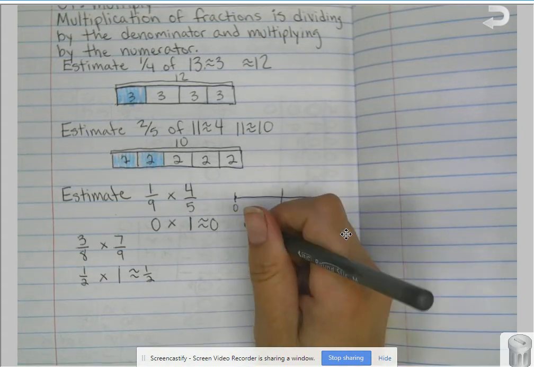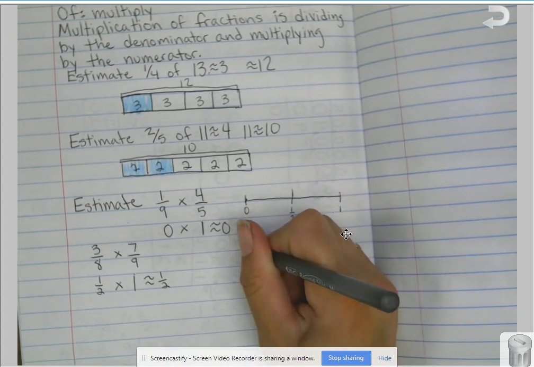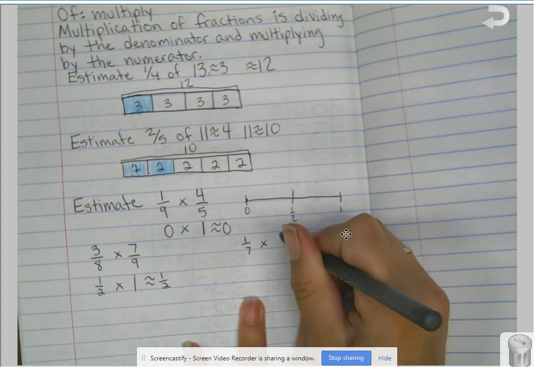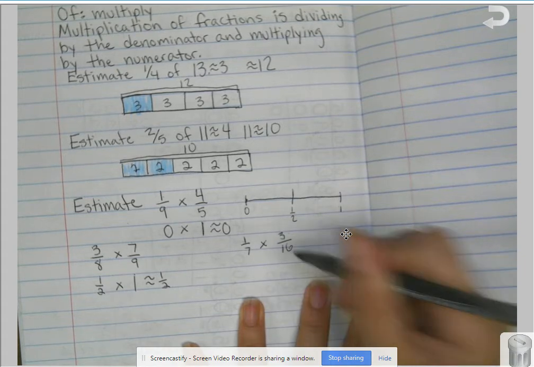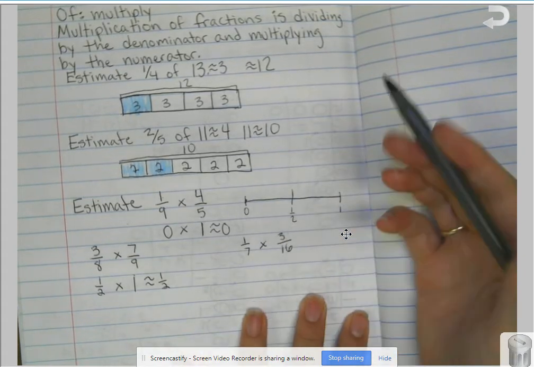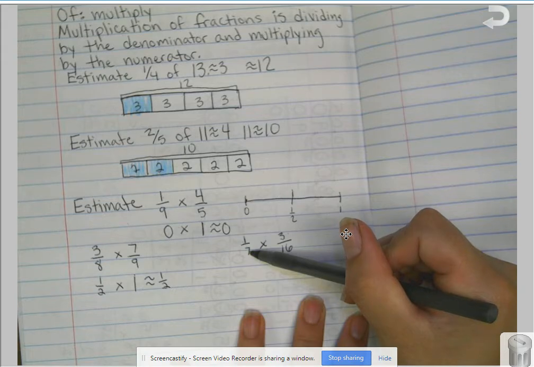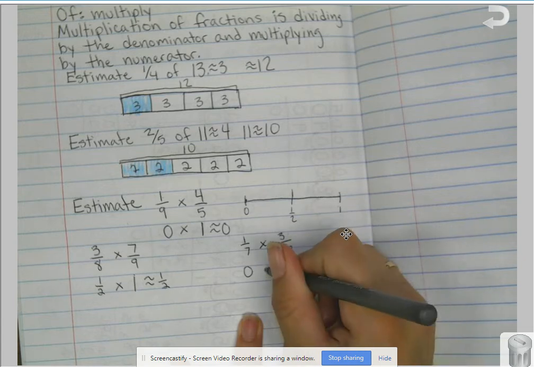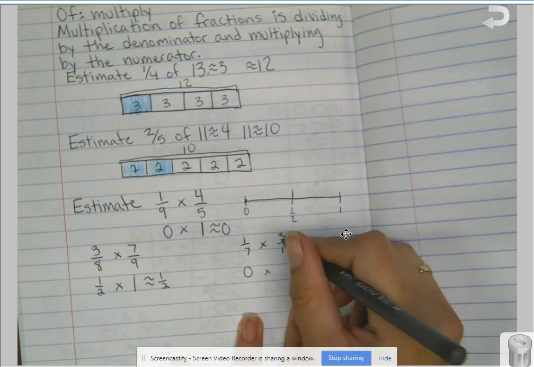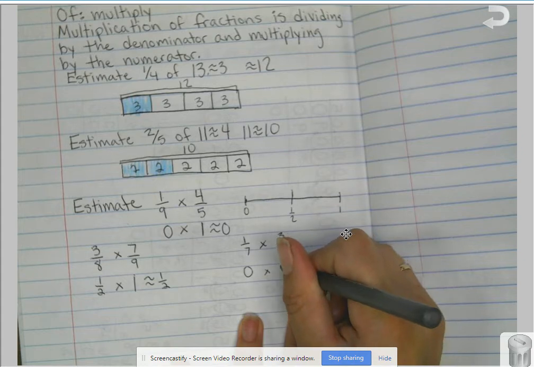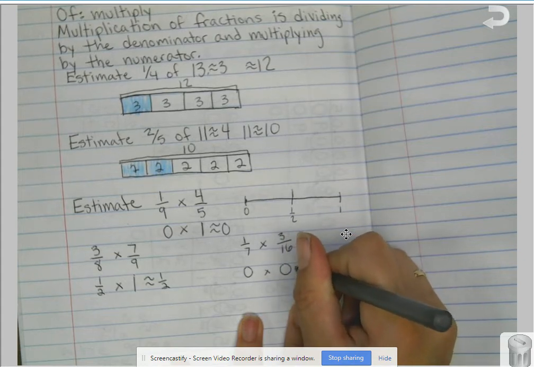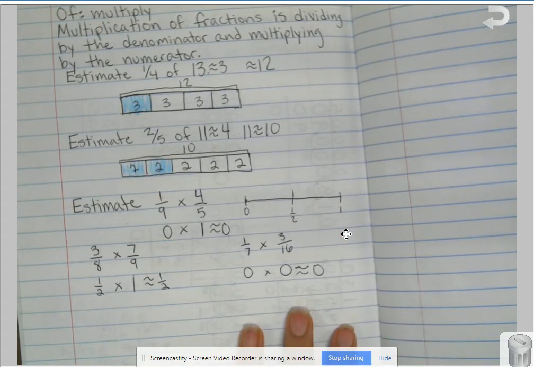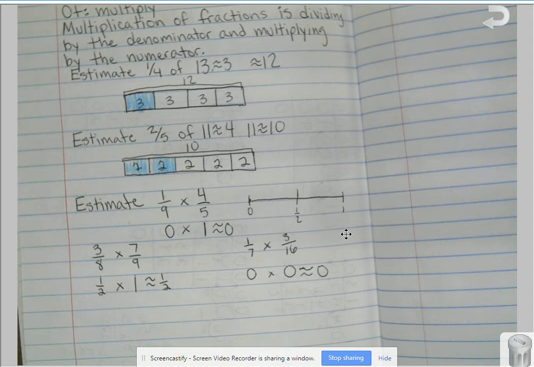Okay, what if I do 1/7 of 3/16? Okay, 1 out of 7 pieces, that's pretty small, so I'm going to estimate that to be 0. 3 out of 16 pieces, that's just barely started as well. So I'm just going to estimate that to be 0. So I can expect this answer to be about 0. It's going to be a really small number. And that's all they're wanting you to think about with this stuff.